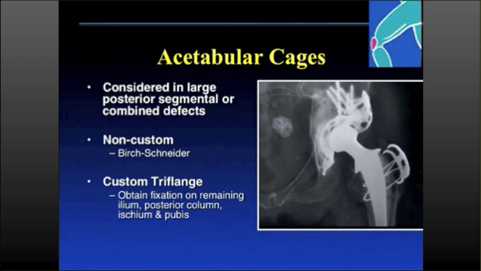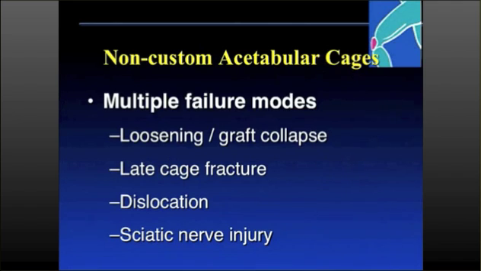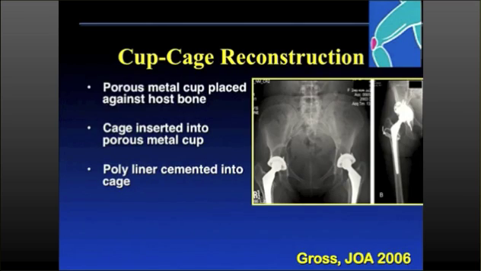Acetabular cages can be considered for these large segmental defects. You have two options, either a non-custom cage or a custom triflange. And these have been extensively written about. As you can see here, the results aren't overwhelming. There have been a significant percentage of failures in these cases, even at short to midterm follow-up. There are multiple failure modes of these cages. You can have loosening or graft collapse, late cage fracture, dislocation, and sciatic nerve injury.